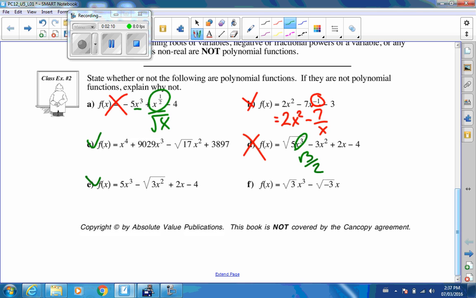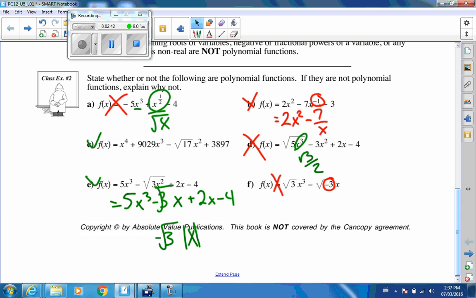This one is actually really tricky. The book, I think, says it is a polynomial because this would simplify to that. However, it's really this. That should be root 3 absolute value x. So it doesn't behave the rest of the way a regular polynomial should. This one doesn't work either because you can't have a non-defined coefficient.